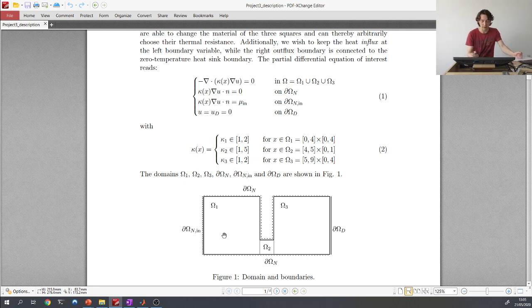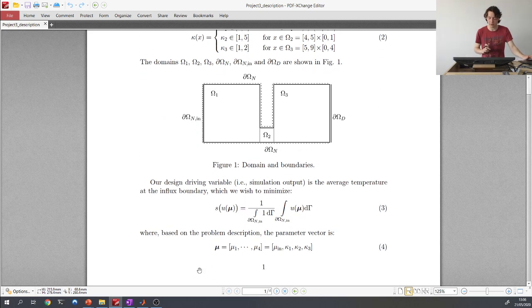And another parameter is going to be the temperature at the inflow. So this is going to be the inflow. And what I want you to do is to create a reduced basis method and optimize that design in the sense of changing those thermal conductivities in such a way that we have the smallest average temperature on the inflow boundary for a given heat influx. And of course I'm giving you the details in the text below.